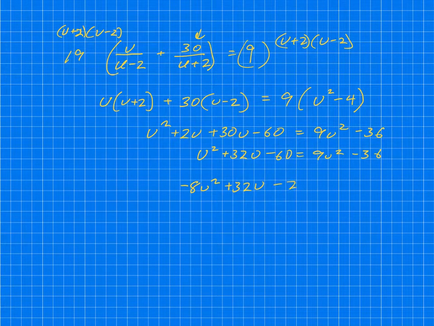Now, because I want the front to be positive, I can just multiply everything by minus 1, all right? And I'm going to get 8u squared minus 32u plus 24. And Tatum, what's your question? Where did you get the 8u squared from? Okay, because I subtracted a 9u squared from both sides. Oh, okay. Thank you for the question, though.